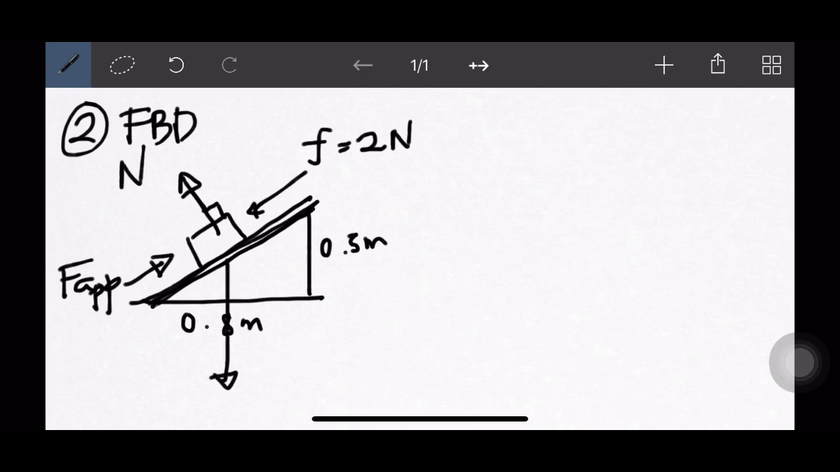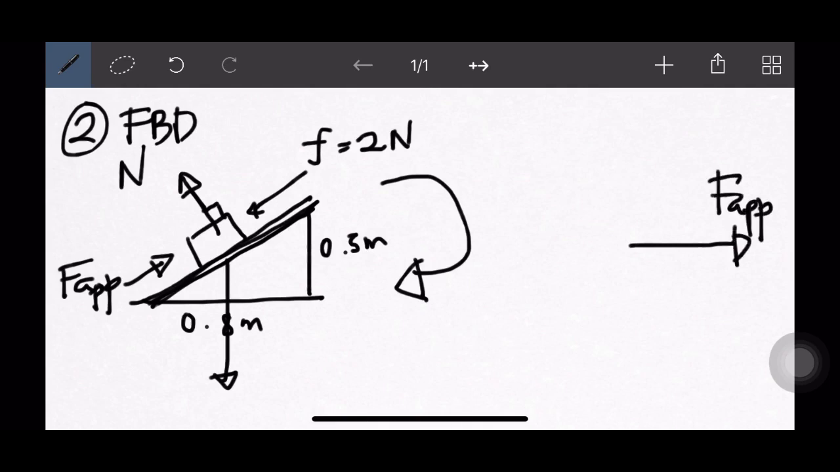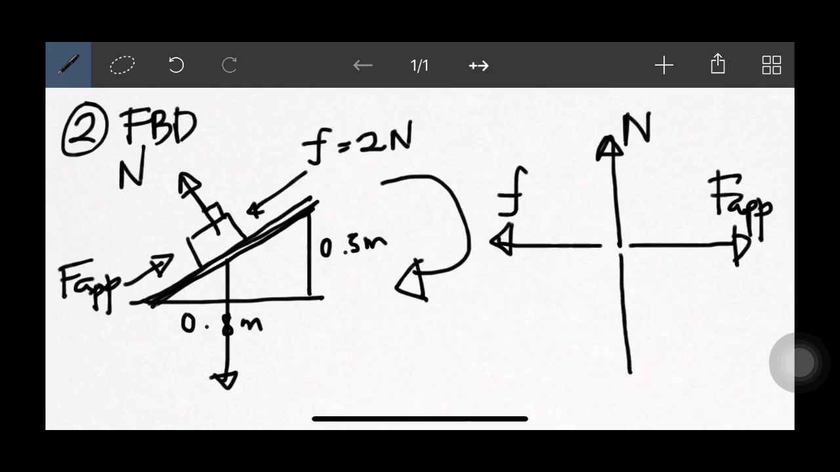Notice that since this is an inclined plane, we have to twist our diagram. What do you mean by twisting the diagram? It means that the applied force will be along the x-axis, that is F applied, and the friction force is also going to be along the x-axis, that's 2 Newton. The normal force is going to be along the y-axis, and the weight, if you try to twist that, is here, not here, but here. Okay, so this is our free body diagram.